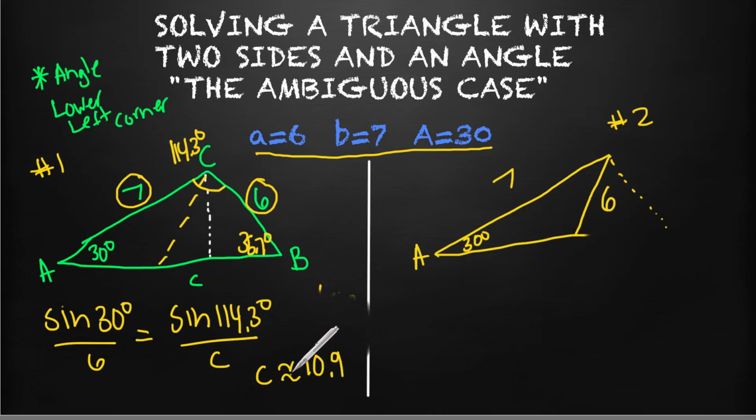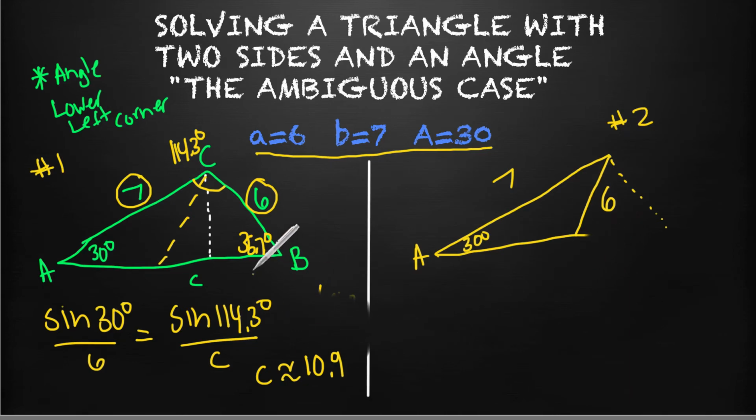It makes sense because the biggest side should be across from the biggest angle. And so because 114.3 is the biggest angle, then the side across from that is going to be the biggest side. Okay, so now we're in triangle 2, and there is a little shortcut that we can use here.